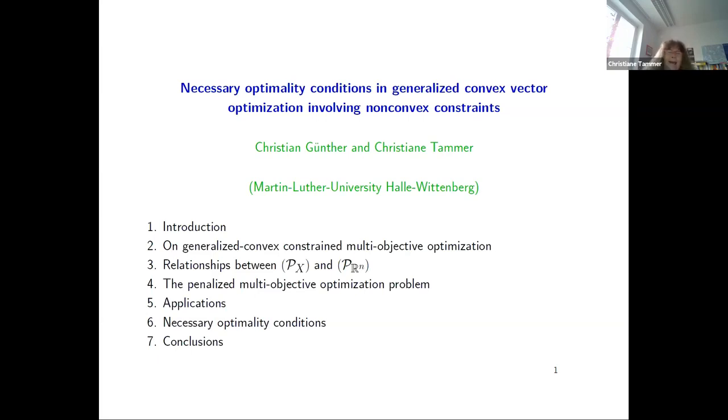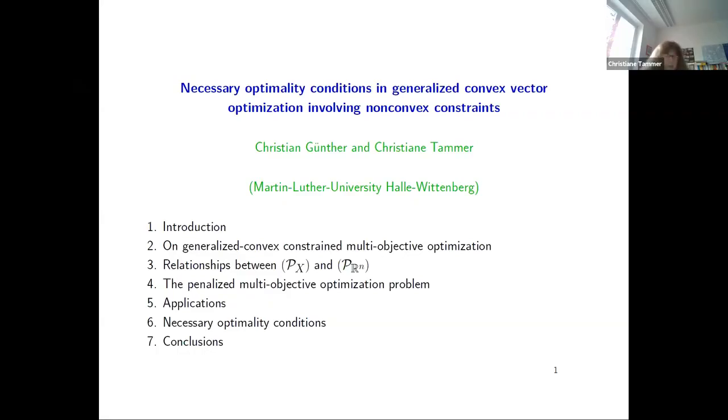Yeah, I will speak about possibilities to handle multi-objective optimization problems with constraints, and this is a joint work together with Christiane Tammer. Here you can see the topics of my talk.